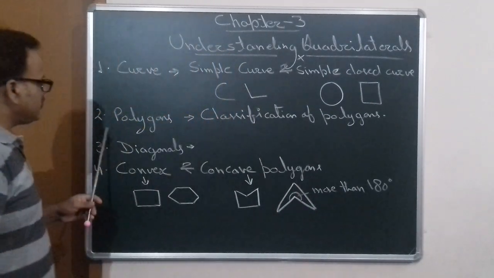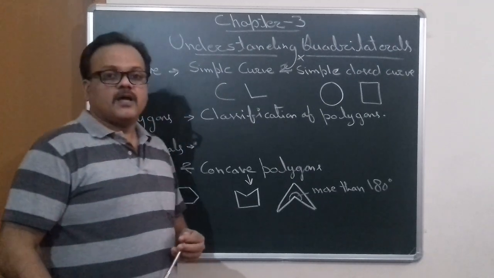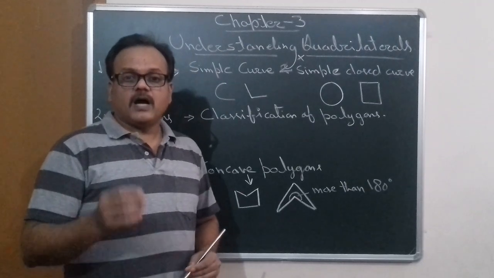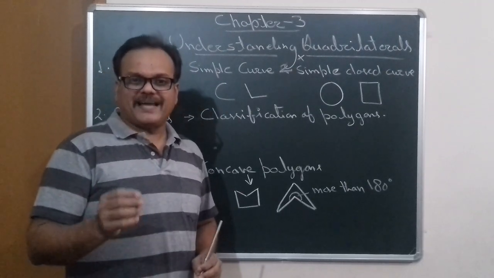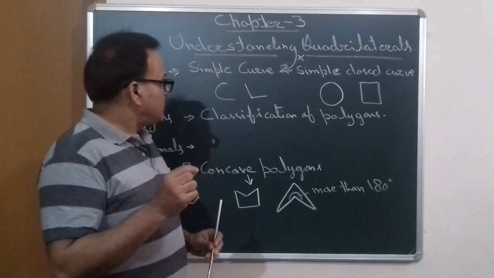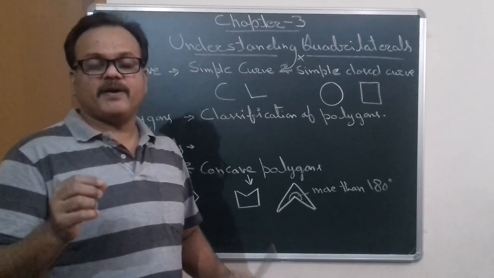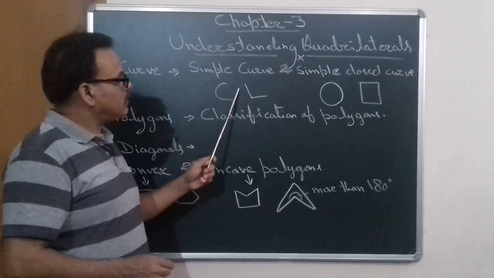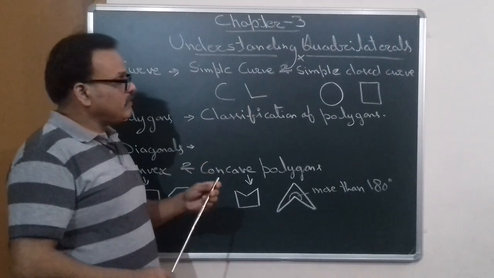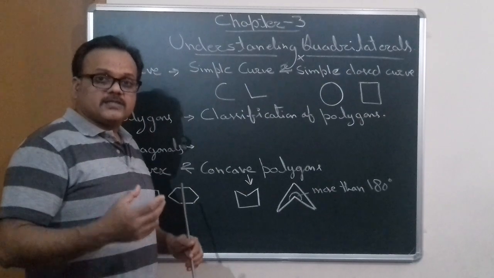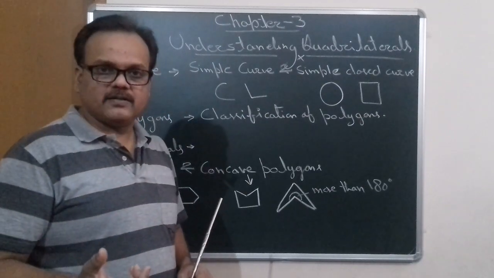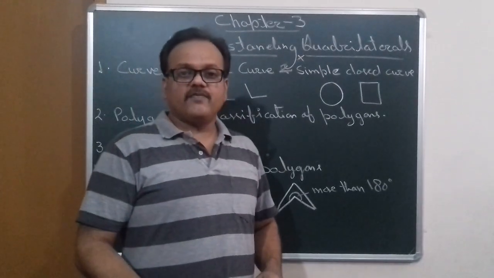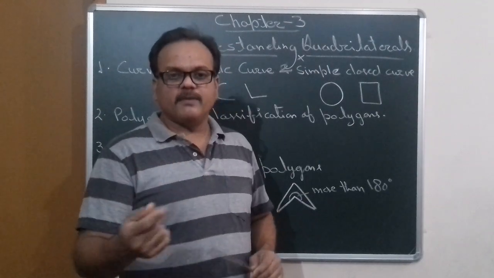Now the next point is polygon. What is a polygon? Poly means many, and a polygon means a closed shape made up of line segments, more than two. Because if there are two line segments, the figure is not closed. So if the figure is closed and made up of more than two line segments, it is called a polygon.